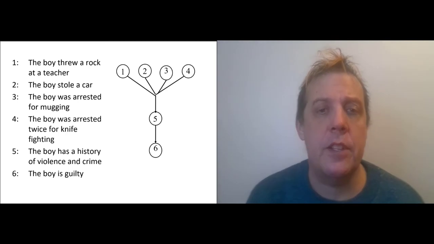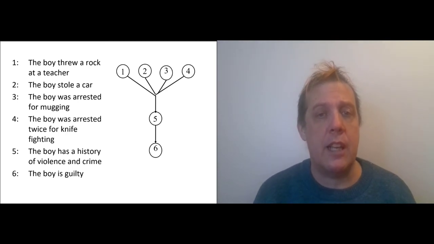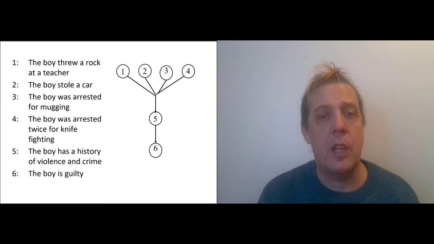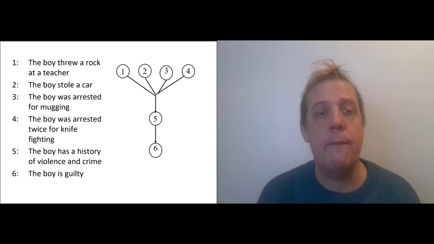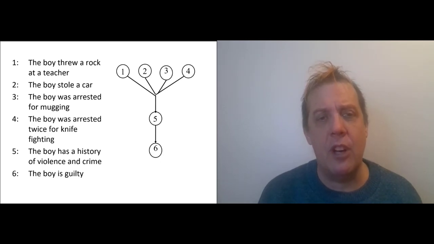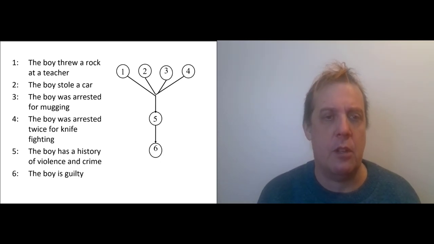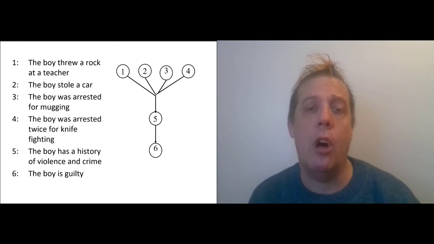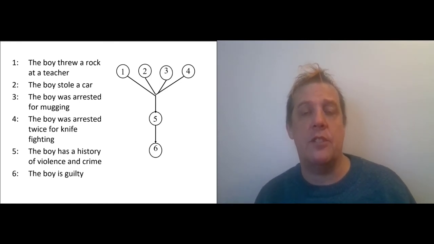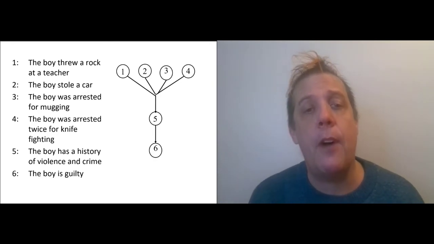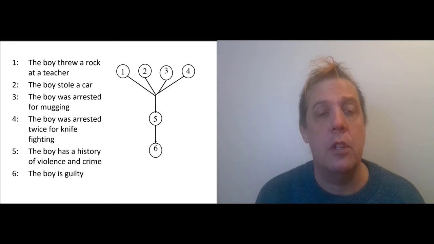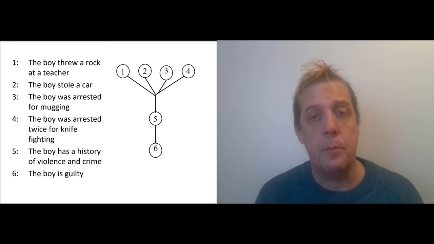So we can represent this by putting the two diagrams together. The first diagram becomes statements 1, 2, 3, and 4, and in some unstructured way, they lead us to statement 5, the boy had a history of violence and crime. In some ways, what's going on there is that 5 is just sort of summarizing all of that. But as we draw longer and longer arrow diagrams, we're going to see that summary statements like that are useful for representing arguments. But in any case, 5 then leads us to the final conclusion that the boy is guilty.